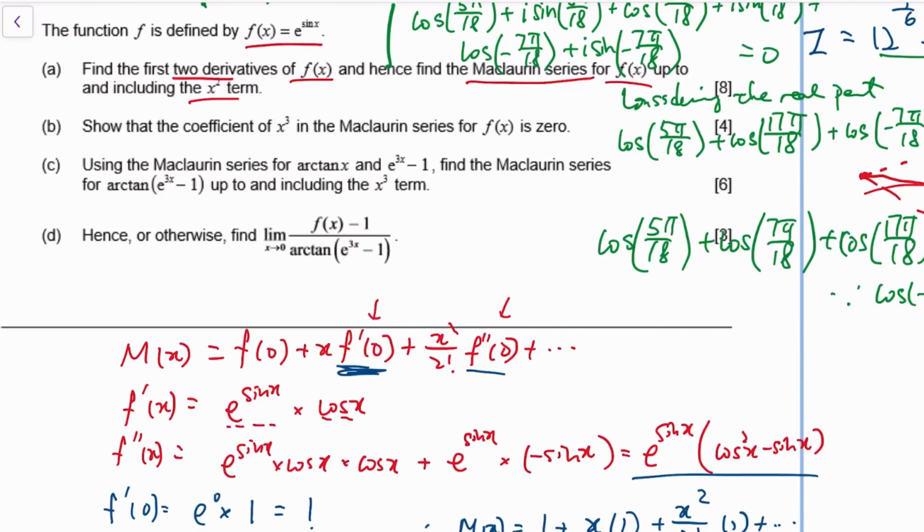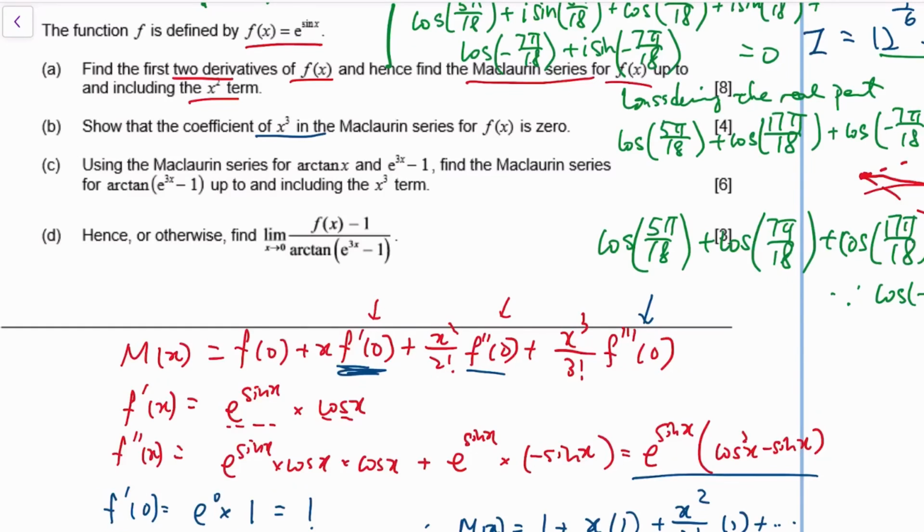Show that the coefficient of x to the power of 3 in the Maclaurin series for f(x) is 0. Okay, so it's basically the next term in the Maclaurin series. The next term would be x to the power of 3 over 3 factorial times f triple prime 0. So for x to the power of 3 to have a coefficient of 0, this should be 0. So I guess that's exactly what I was thinking. Starting from this fourth term, it will be different from e to the power of x.